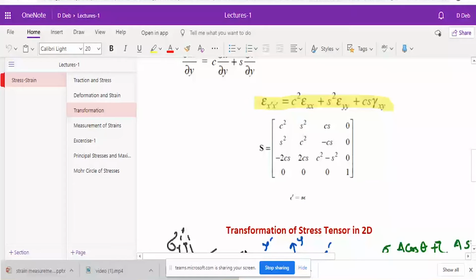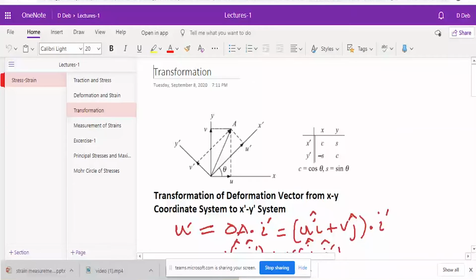Oops. Something is happening. Where is the cursor? Yeah, I got the cursor.